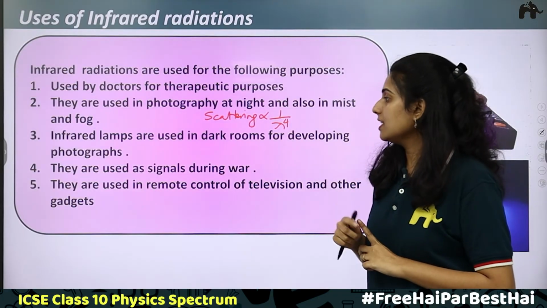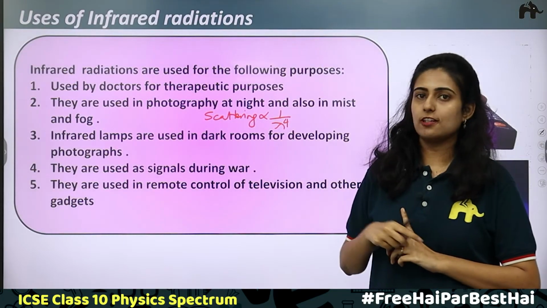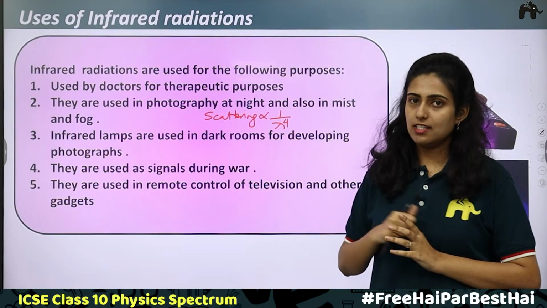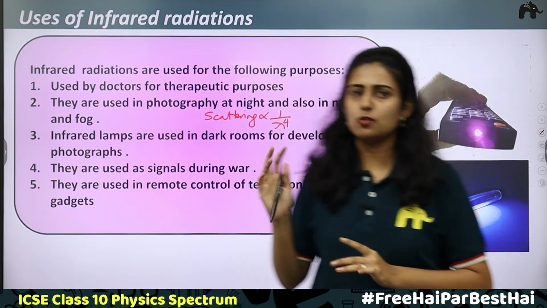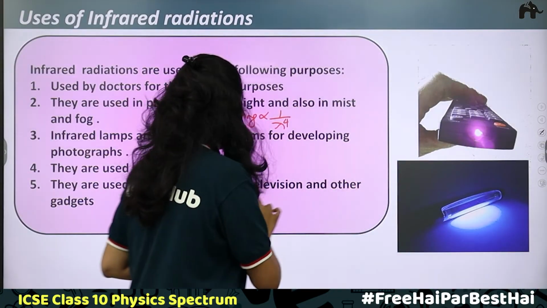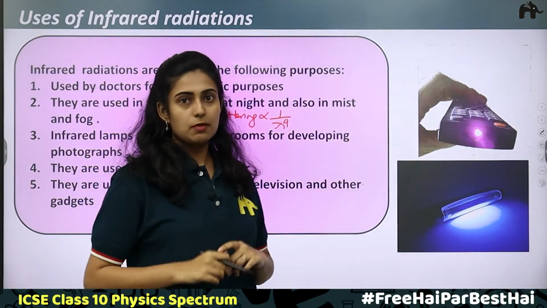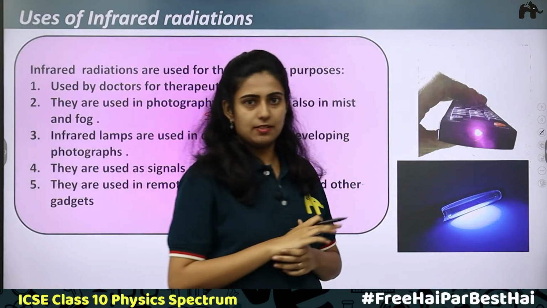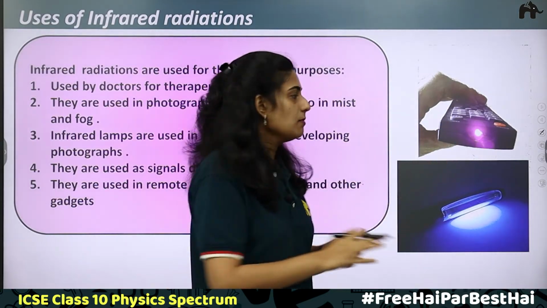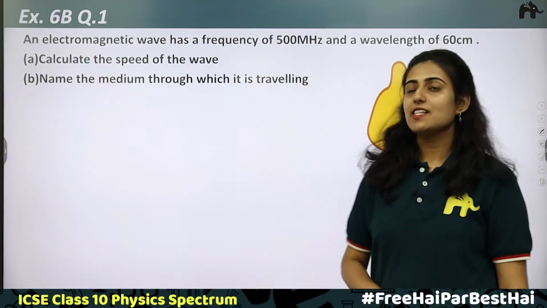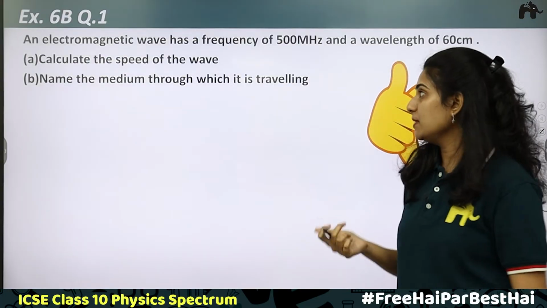Okay, so this is the reason they are used as signals during fog. The same reason, they can penetrate easily. Next, they are used in remote control of televisions and other gadgets. You might have seen these infrared radiations in the remote controllers because they can penetrate easily. They do not get scattered in any medium. Now, let us solve numericals from exercise 6B.